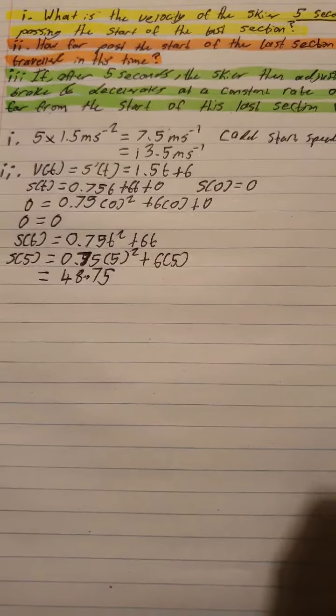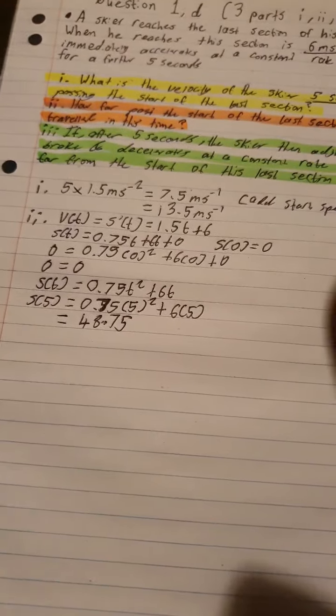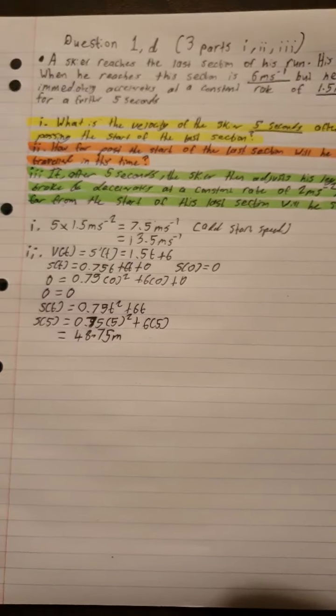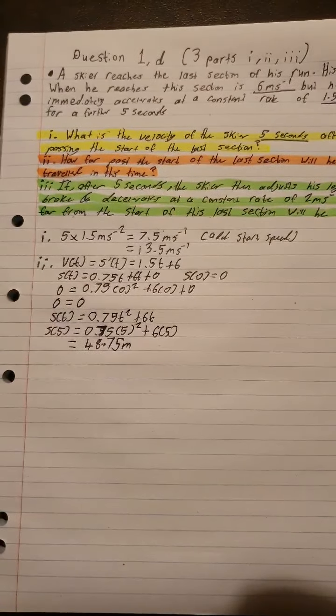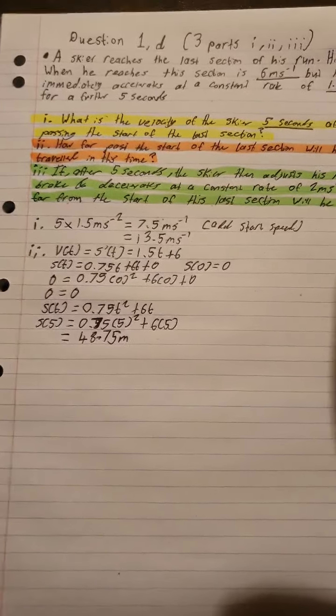Okay, that would equal 48.75, and that means we've found our displacement function, which is what they asked for, because they wanted to know how far past the last section we have travelled in this time, in meters. Here we go, so that's how far we've gotten so far. I've done part 1 and part 2.